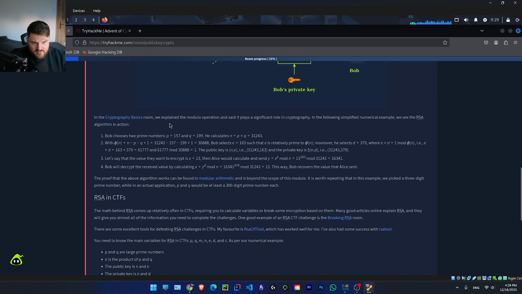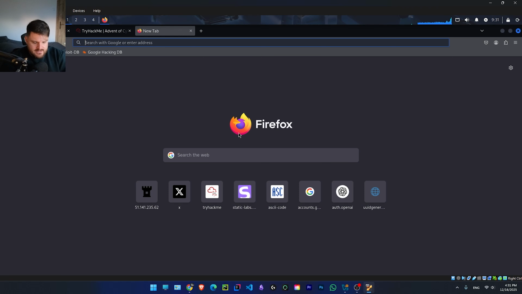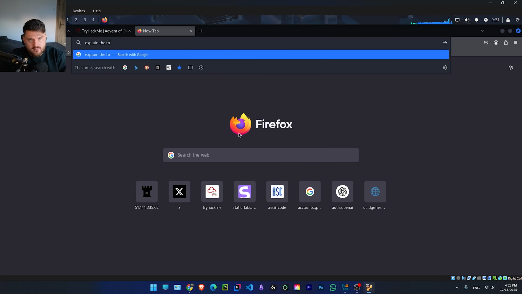In the cryptography basics room, we explained the modulo operator and said it plays a significant role in cryptography. In the following simplified numerical example, we see the RSA algorithm in action. Bob chooses two prime numbers, P equals 157 and Q equals 199. He calculates N equals P multiplied by Q and gives this number. With the following symbol, we go to Google and say, explain the following symbol.